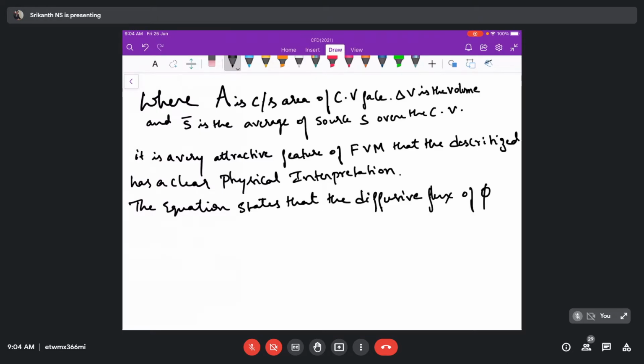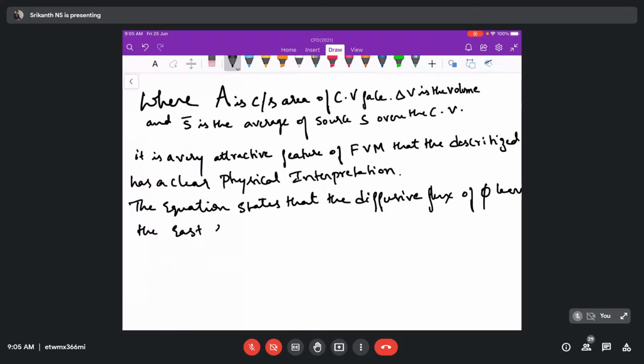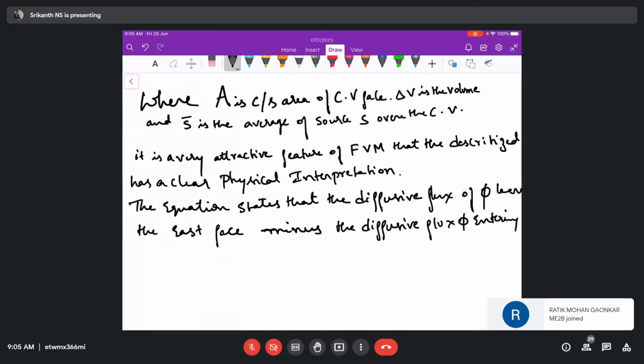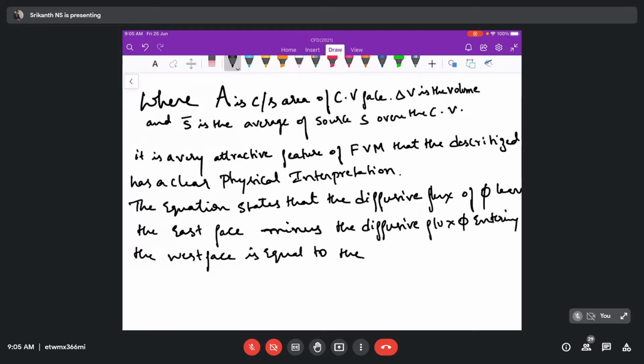That's why I'm reading. Flux of phi leaving the east face, and minus, or you can write like this, minus the diffusive flux of phi entering the west face is equal to what, guys? Is equal to the generation of phi.